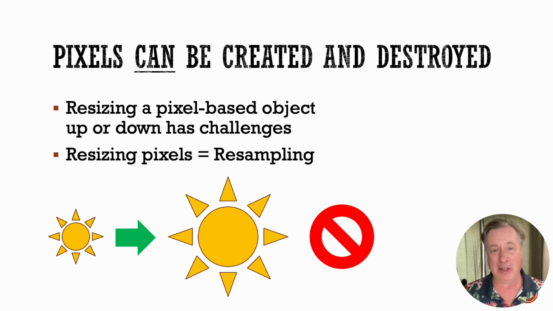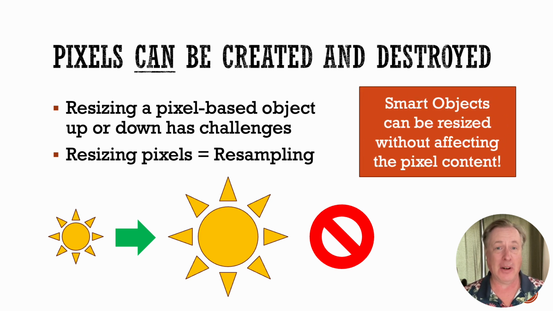Wouldn't it be nice if there was an easier way? Well, it turns out there is. In Photoshop, we have these things called smart objects. Smart objects can be resized without affecting the pixel content. In other words, it's infinitely resizable. In fact, you can resize it multiple times, and it's still going to be the original pixels.